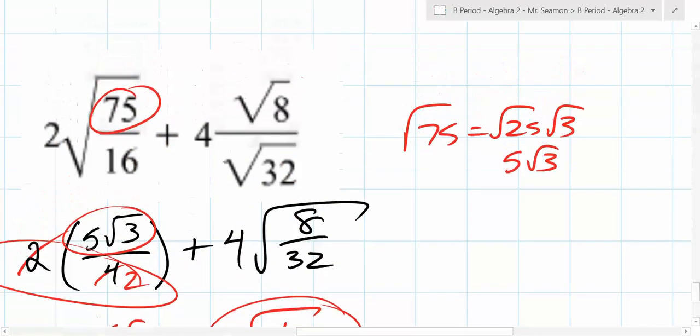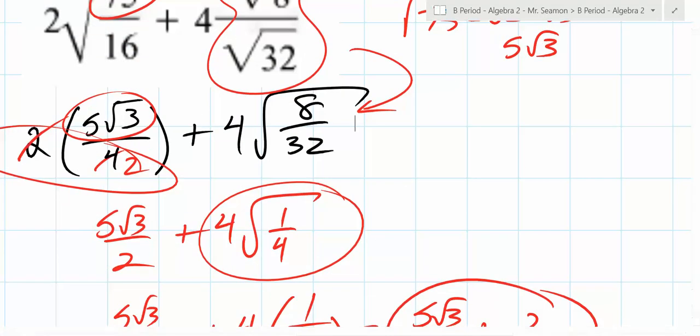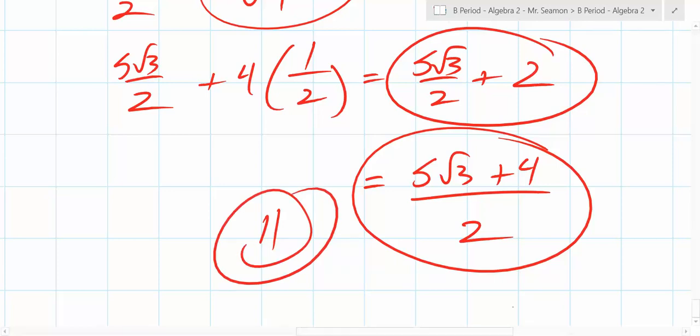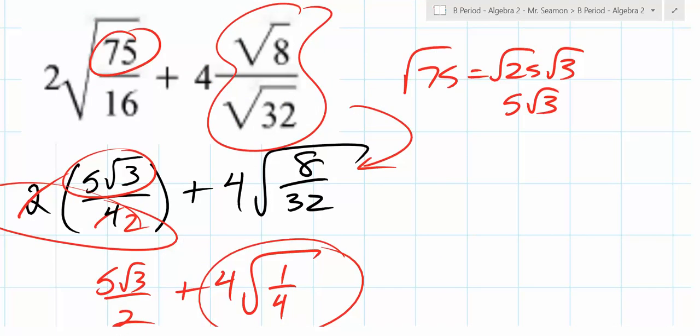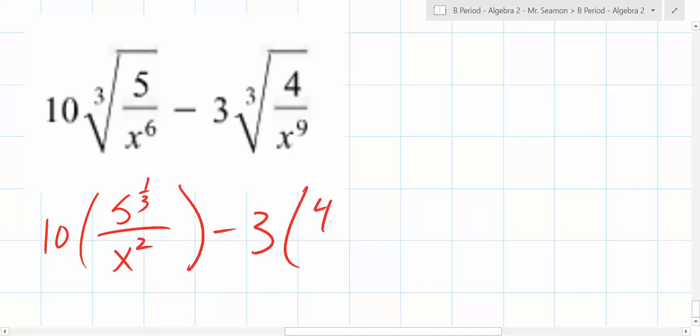The best first step here was recognizing you can combine it into 1 square root. 8/32 is 1/4. That makes things a lot easier. Right there. Yay! 8/32 is what? 1/4. Don't forget some of that. It's definitely like 10 times 5 to the 1/3 over x to the what power? 2. Minus 3 times 4 to the 1/3 over x to the 3rd.